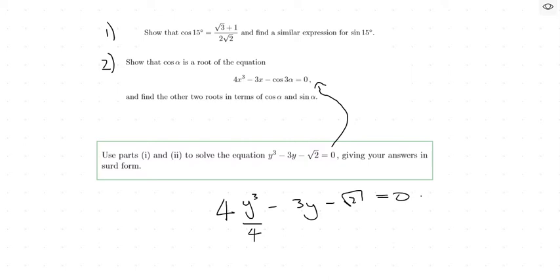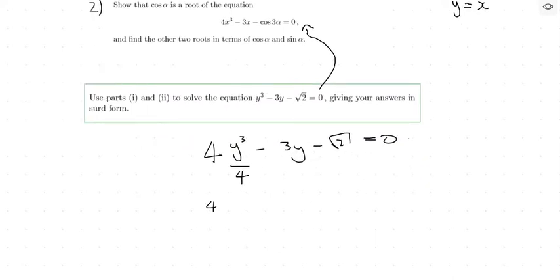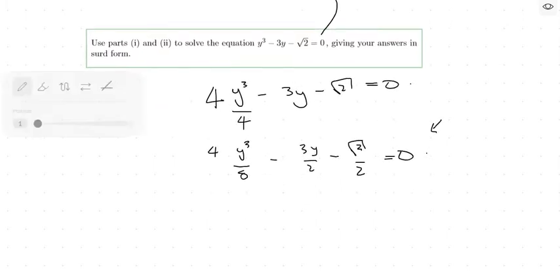Now I'd like to make a substitution, y equals something x. So if I divide everything in this equation by 2, I get 4y cubed over 8, minus 3y over 2, minus root 2 over 2 equals 0. And now I can make the substitution y over 2 is equal to x. So that gives me 4x cubed minus 3x minus root 2 on 2 equals 0.